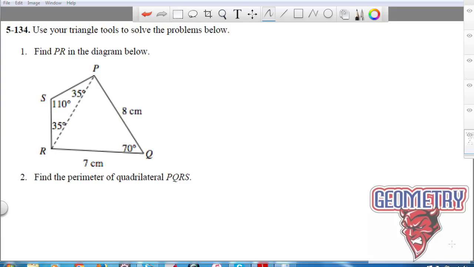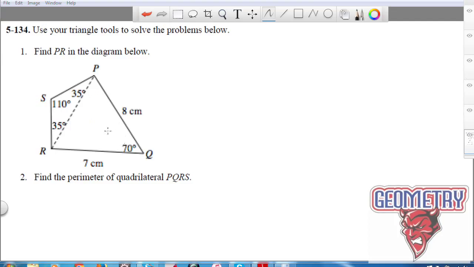So the first thing we're asked to do is find PR. There's a couple different ways we could do this. The first way is to use this triangle, PQR, right, and use the law of cosines. So I'm going to set that up, and let's see how we can go about doing that. The other way would be to use right triangles, so we'll turn this into a right triangle and go from there. Maybe it's easier to use right triangles, but it's going to be more intensive because we're going to have a couple right triangles to deal with.